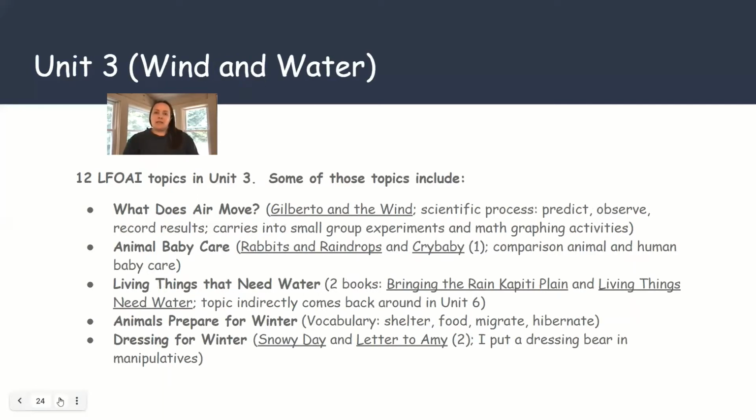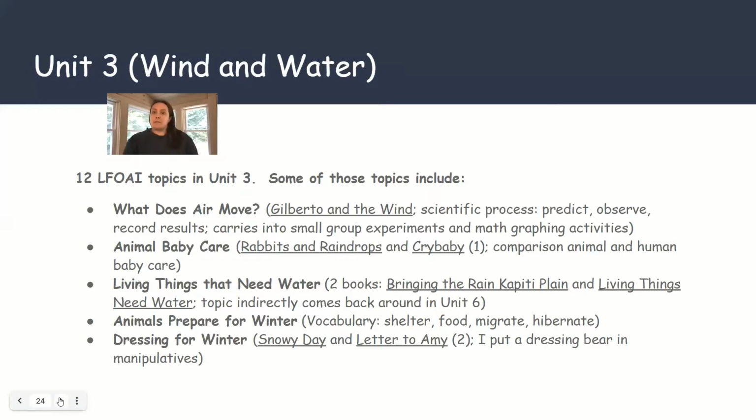So unit three, wind and water. There are 12 let's find out about it topics. And some of those include exploring what air moves and going through the scientific process. They are predicting and observing. We're recording our results. This carries into so many different activities in this unit.